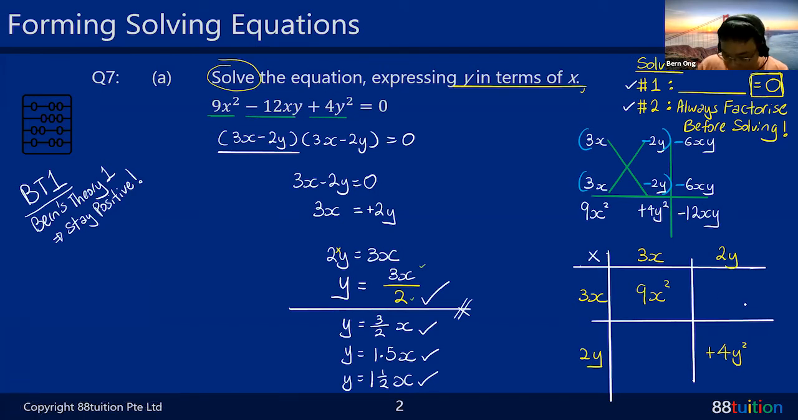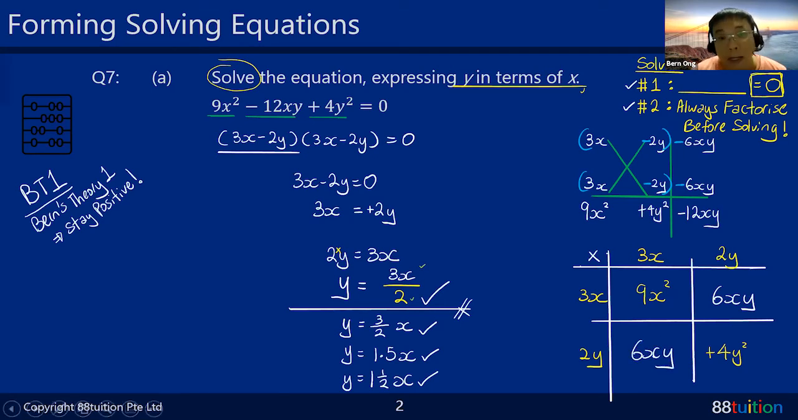How to get to this box here? This box is actually made up of here and here. Can you see now? So it's actually the 3x times 2y. 3x times 2y is 6xy. How to get to this box here? It's actually the 3x and the 2y here. So 3x and 2y is 6xy.